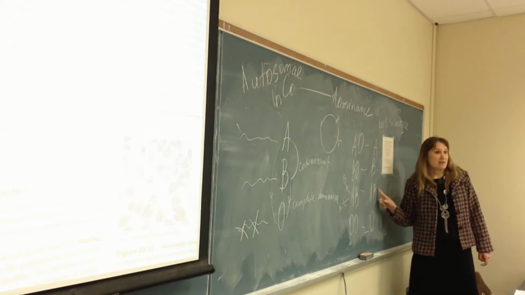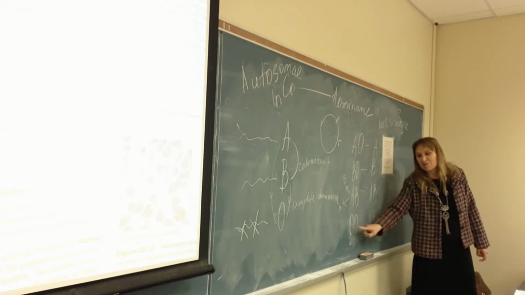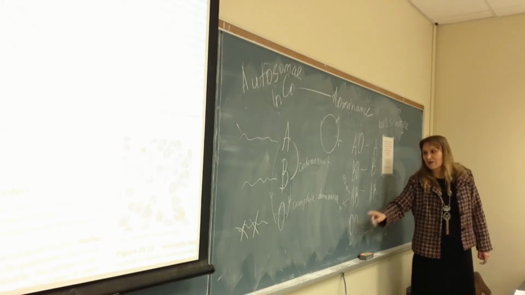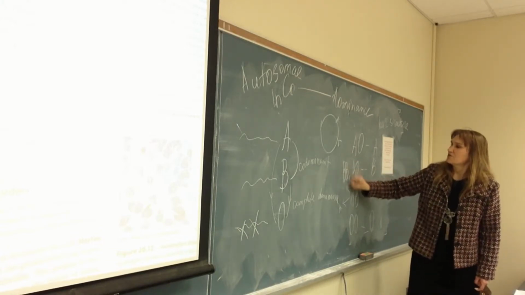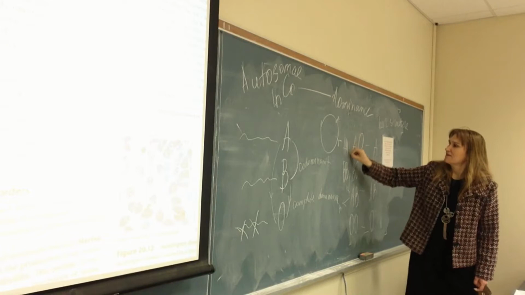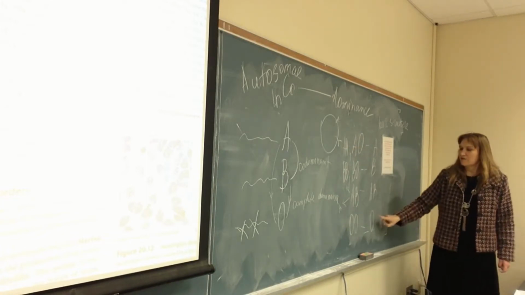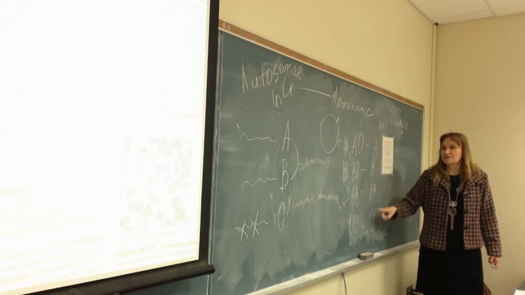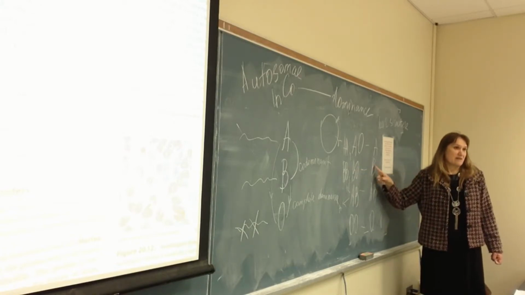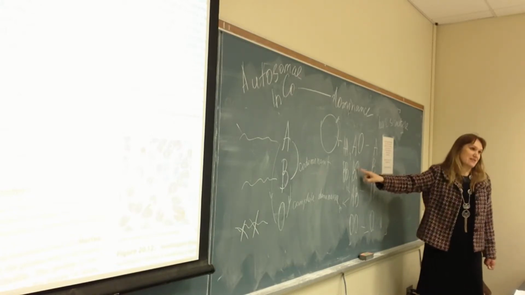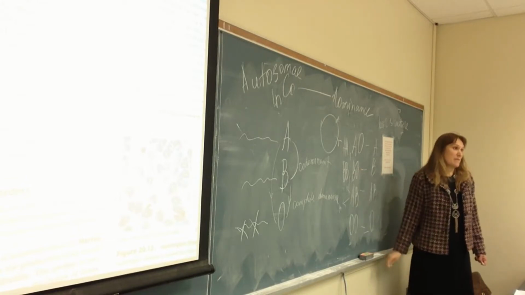Now the other example: can a man with blood type O be a father of a baby with blood type AB? Can a man be, by the way, the genotypes with blood type B also. Can a man with blood type O be a father of the baby with blood type B? Yes, because he can donate this one.